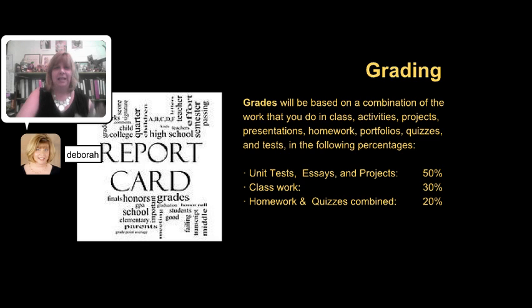So grades in this class, and again, refer to your course outline for more details, but basically all of the major assessments, the big things that we do, the unit tests, an essay, a project, a presentation, combine for 50% of your grade. The classwork, the things that we do in class that we study together, group activities or individual activities, is 30%, and then your homework and your quizzes combined are 20% of your grade. And if I've done my math right, it comes up to your 100%, which is where your grade will come from when it comes time for the ends of the quarters.